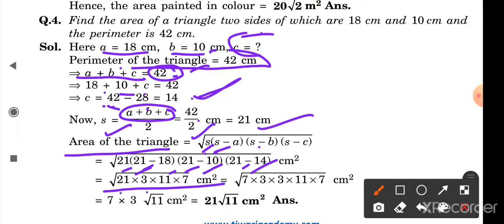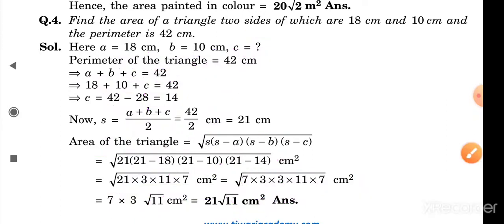You will get 21 into 3 into 11 into 7. You just break it into prime numbers. You can see that, and now in pairs, 3, 3 and 7, 7. 3, 7 under root 11. So 21 root 11 is the answer of this question.